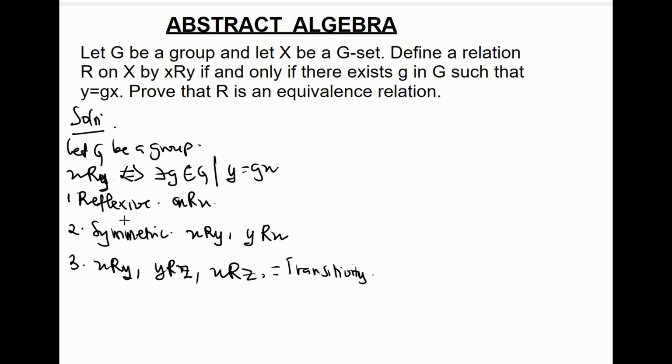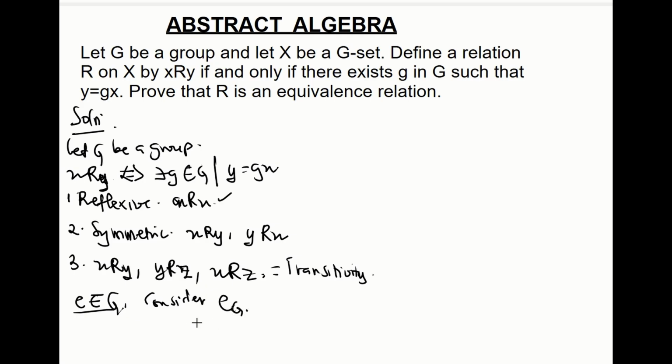So first, let's get in. Let's start with reflexive. So for it to be reflexive, we first have to pick some x. By definition of the relation, we are saying that there exists some g in G such that y is equal to gx. But our G is a group. By definition of a group, G contains the identity e. So let's consider this e in G.